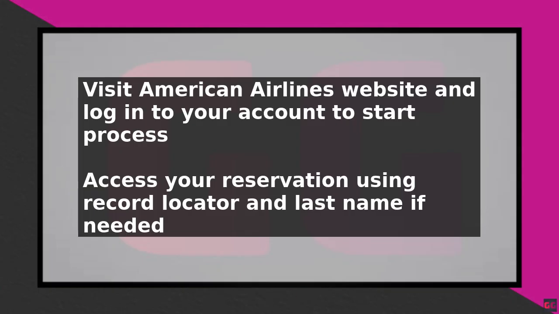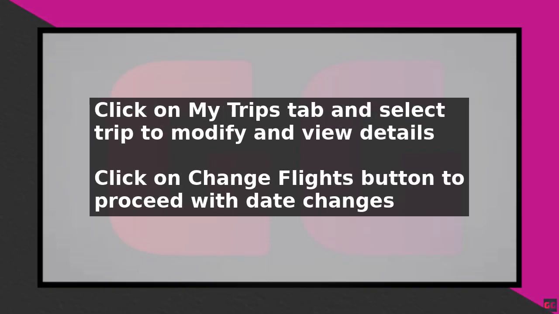Once you are logged in, click on the My Trips tab and select the trip you want to modify. You will see a summary of your flight details, including the departure and return dates. To change your travel dates, click on the Change Flights button. You will be redirected to a new page where you can enter your new travel dates.